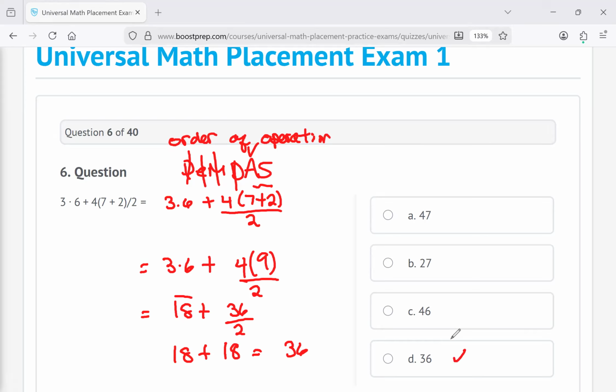Okay. So when you're doing order of operation, you just have to know, just stay neat, do the PEMDAS, bring down what you haven't done. It's very easy to make a mistake, especially if you don't bring down what you haven't done.